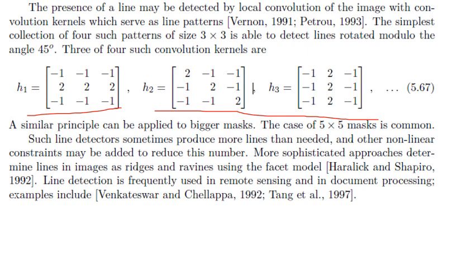Such line detectors sometimes produce more lines than necessary, and sometimes some non-linear constraints may be added to reduce this number. Of course, rather than just these convolution kernels, there are more sophisticated approaches present for line detection. And if you think of applications, line detection is frequently used in remote sensing and in document processing.